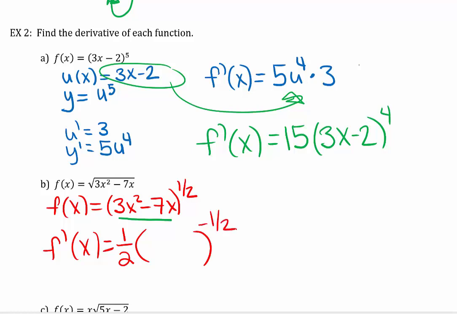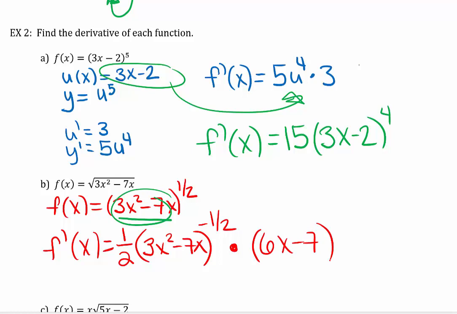1/2 minus 1 is negative 1/2. And the thing inside the parentheses never changes, so I'm just going to put in that 3x squared minus 7x. Something to the 1/2 becomes 1/2, something to the negative 1/2. And then the chain rule says we have to multiply by the derivative of that inside function. In this case, I have to multiply by 6x minus 7.